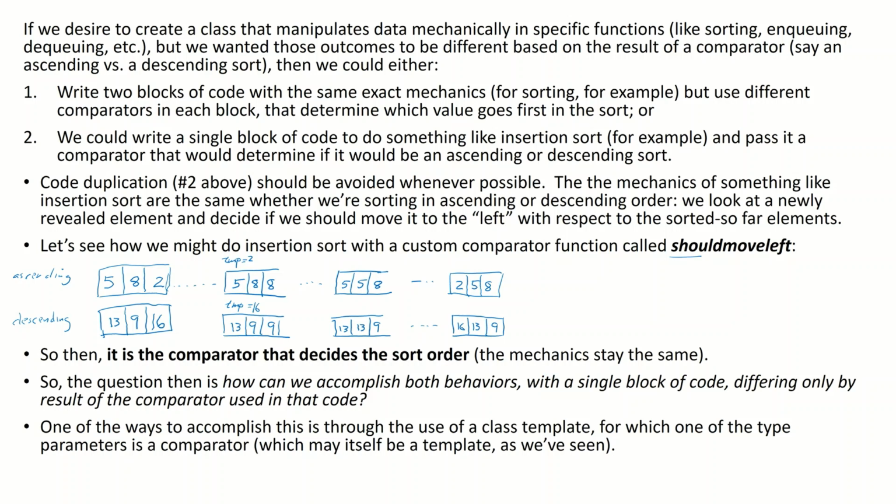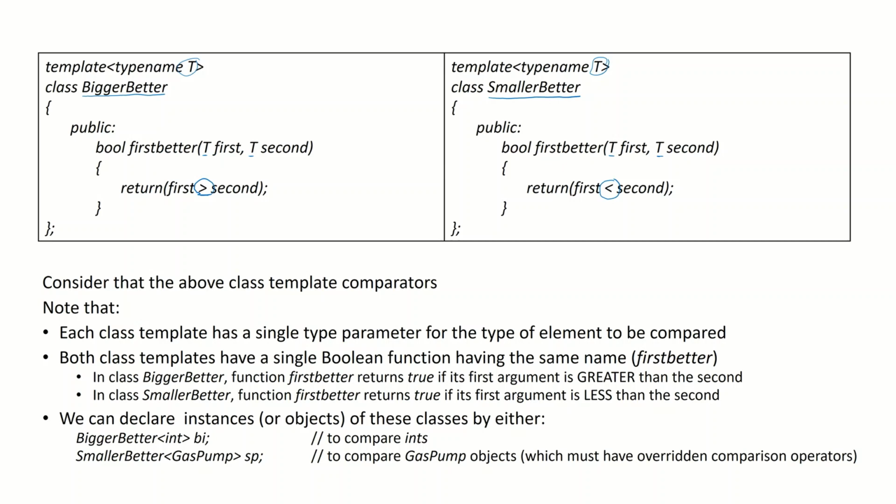So one of the ways to do this is by using a class template for which one of the type parameters is itself a comparator. And that comparator may be a template itself, right? So we've got the possibility for nested templates here. As we saw before, and I'll back up for a second, these are class templates, which are comparator classes, and they both take type parameters.